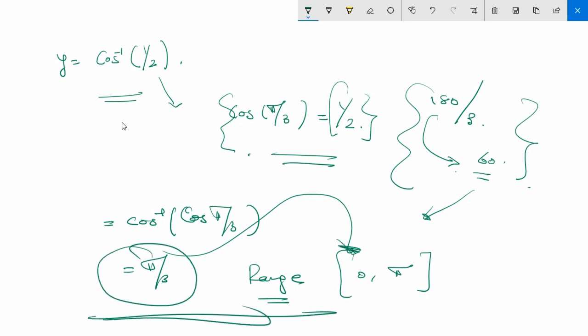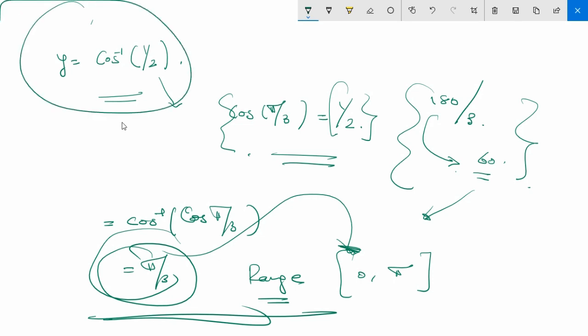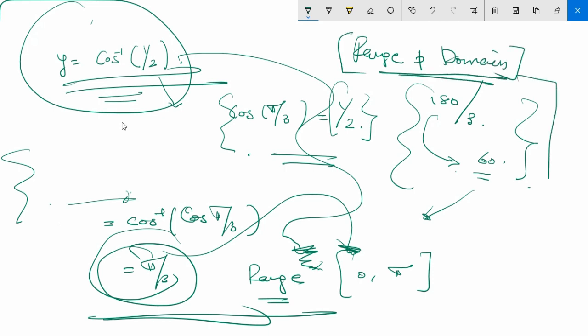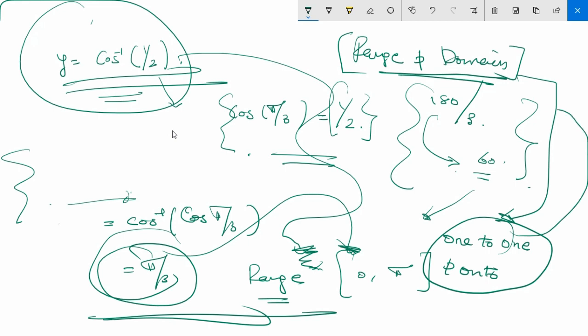So this is the answer, and the inverse will exist for the trigonometric function if it falls in the range. If it is not falling in the range, then it is not possible to find. So in a simpler way, the inverse of other trigonometric functions can be found by mapping out the range and domain, provided in this range and domain the function is 1 to 1 and onto, and based on this you'll have to find the range.